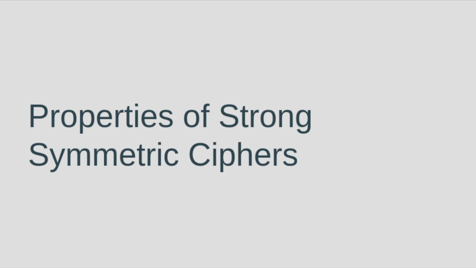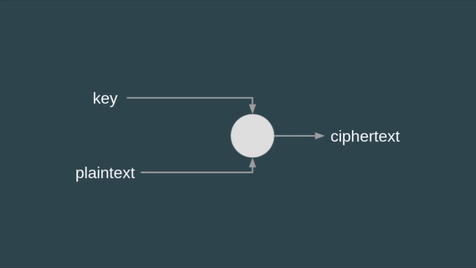So let's talk about the properties that we want from a strong symmetric cipher. All symmetric encryption algorithms have the same basic structure. The key and plain text are combined in some way to produce the ciphertext. And this means that there is a link between the key and ciphertext and between the plain text and ciphertext. Cryptanalysis, the breaking of ciphers, tries to leverage that link to recover the plain text or key material from the ciphertext.